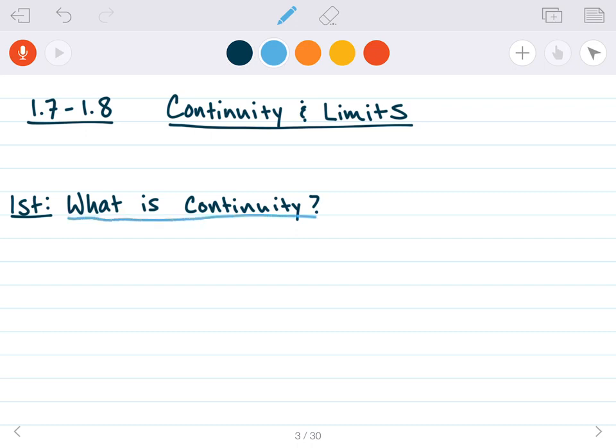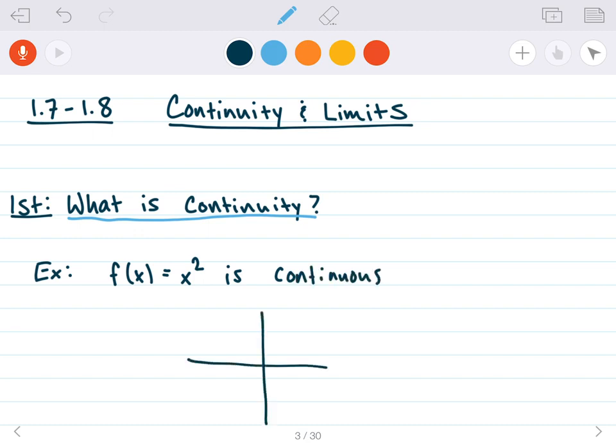Intuitively, a continuous function is one that you can draw with your pencil without picking it up. So for example, f of x equals x squared is a continuous function. The reason, intuitively, is that we can draw the curve x squared without picking up the pencil, right? There are no jumps or holes, it's just a continuous curve with no spaces.